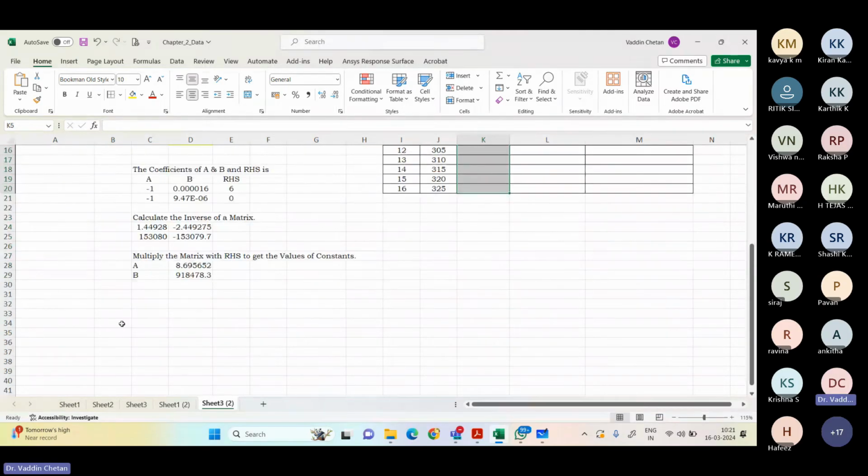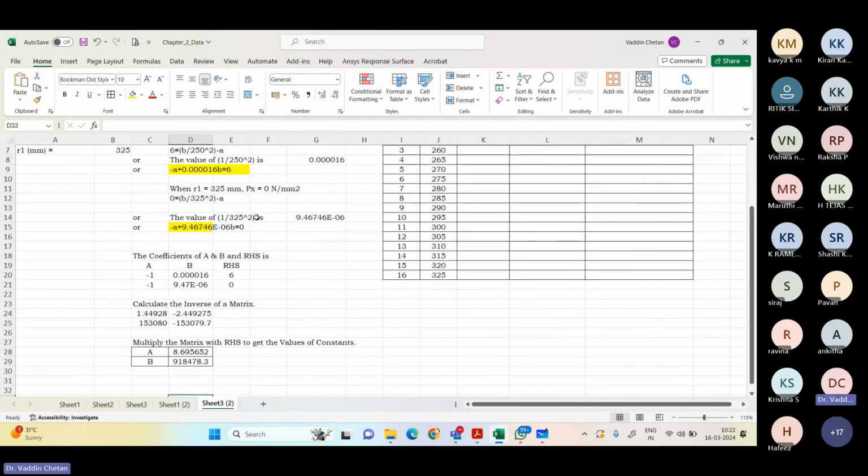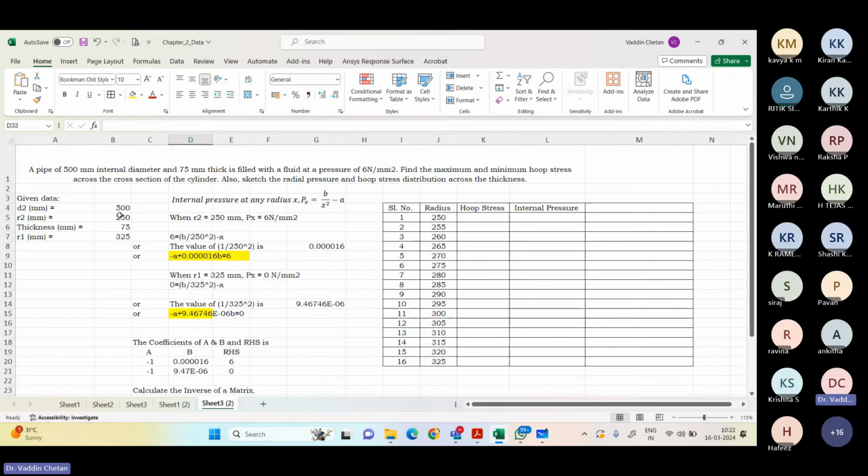You would have got the value of A and B. So now I got the values of constants A and B. I got the constant values. Once I get a constant value, it's very easy for me to calculate the hoop stress or the radial stress distribution at any point in the range of 250 to 325, right? 250 is the inner dia, 325 is the outer dia.